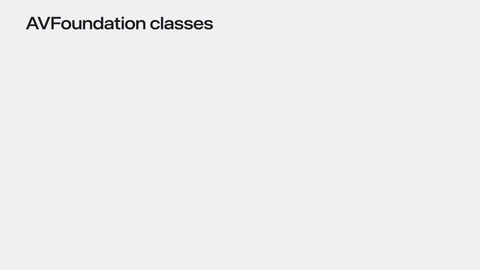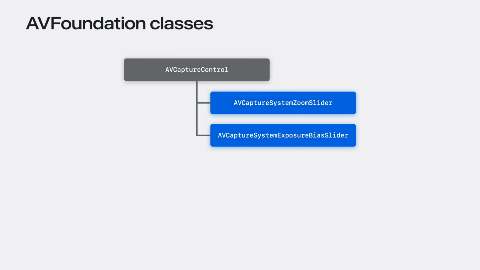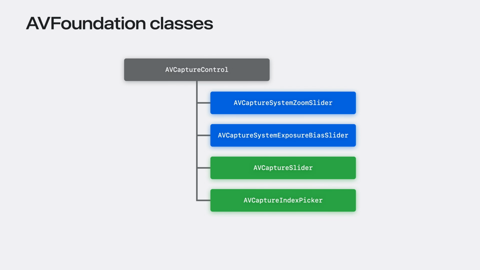Okay, now that we understand the various types of controls, let's take a look at the classes that implement them. Controls are defined in the AV Foundation framework. AV Capture Control is the abstract base class the others inherit from. There are two system-defined subclasses which allow any app to adopt the same behavior as the built-in Camera app for zoom or exposure bias. And finally, there are two generic subclasses for sliders, both continuous and discrete, and pickers whose behaviors you can define yourself.